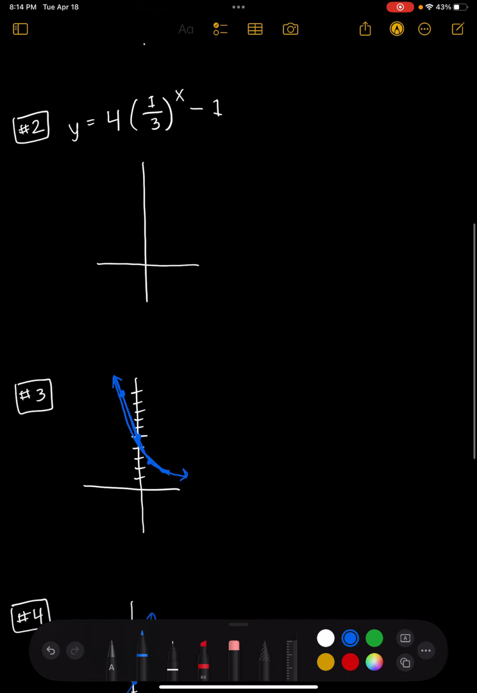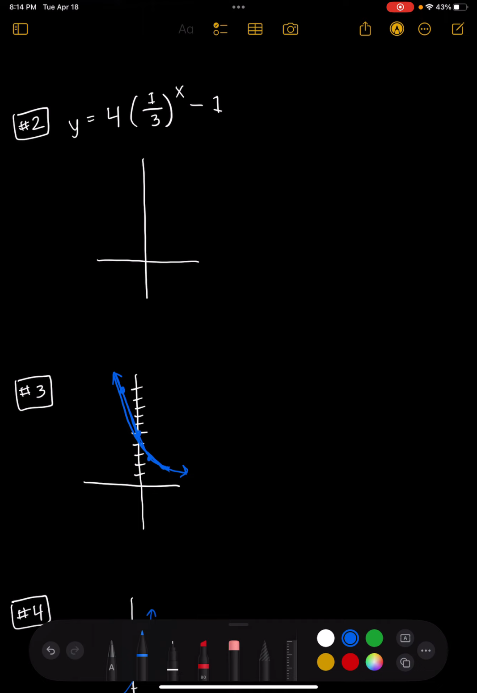The next example has an extra thing right here, this -1. So this -1, if we remember back to the transformations of graphs lessons that we had, the -1 will drop everything down 1. So the easiest way to do this one is to actually just graph this portion of it, and then take the entire graph and shift it down 1. That's the easiest way for me to do it. So let's do it that way.